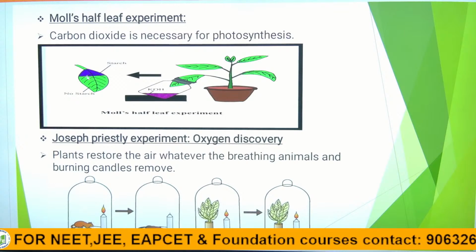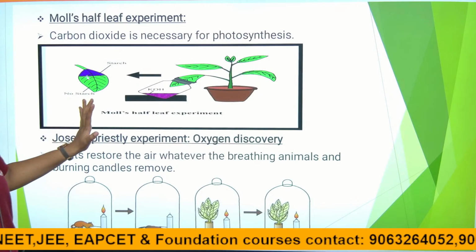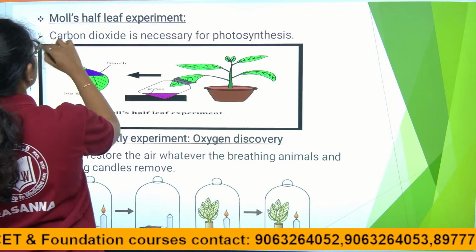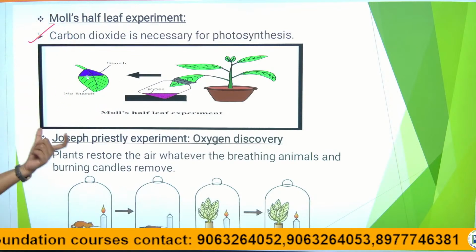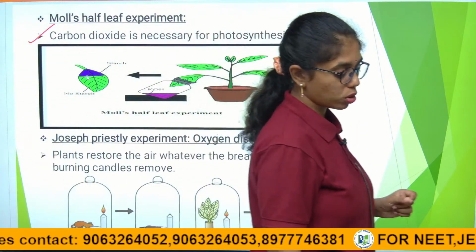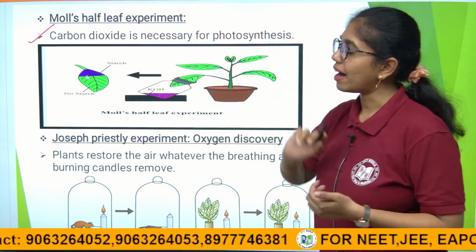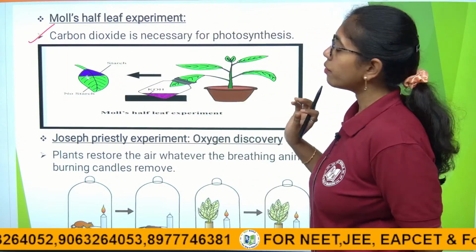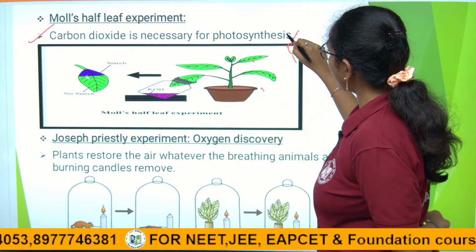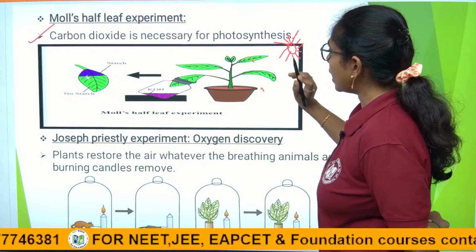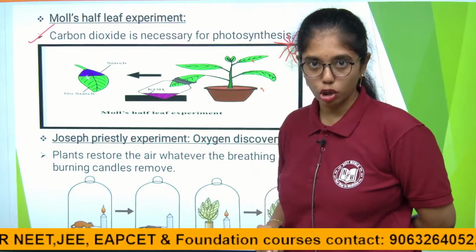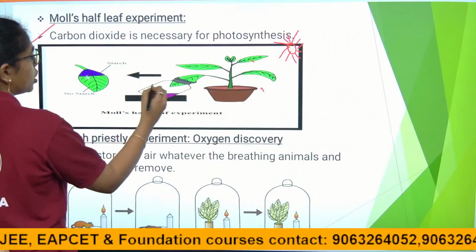And second, Moll's half leaf experiment. This experiment is to prove that carbon dioxide is essential or necessary for the process of photosynthesis. Carbon dioxide is necessary for photosynthesis, as proved by Moll's half leaf experiment. Here we will take a potted plant and place it under sunlight, and half of the leaf is immersed into KOH solution.